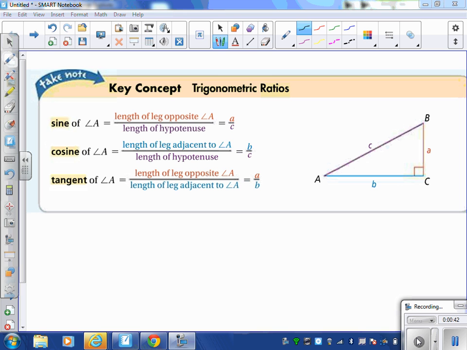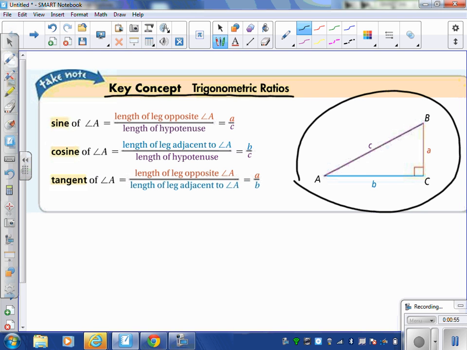Key concept we have to take note of: the trigonometric ratios. Given this picture of a right triangle, sine of angle A equals the length of the leg opposite angle A divided by the length of the hypotenuse.